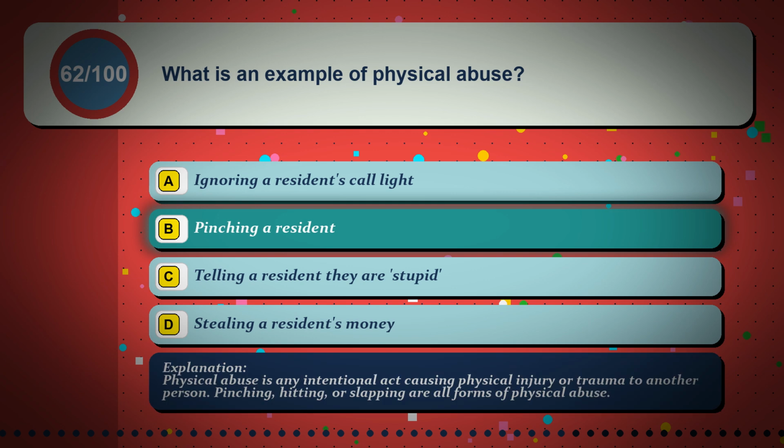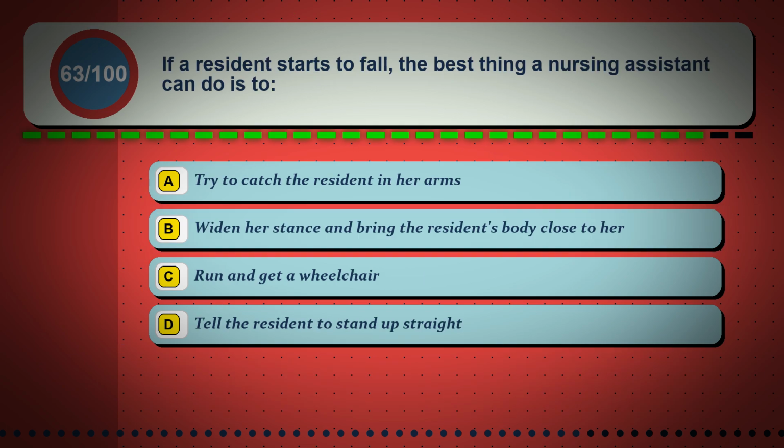Physical abuse is any intentional act causing physical injury or trauma to another person. Pinching, hitting, or slapping are all forms of physical abuse. Question 63. If a resident starts to fall, the best thing a nursing assistant can do is to option A, try to catch the resident in her arms.